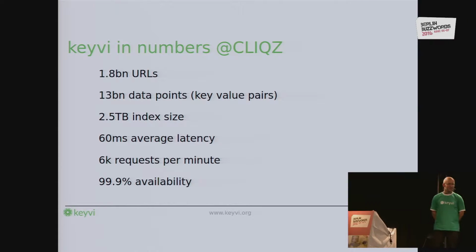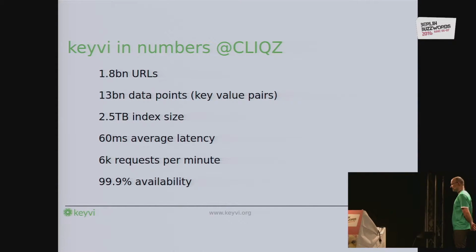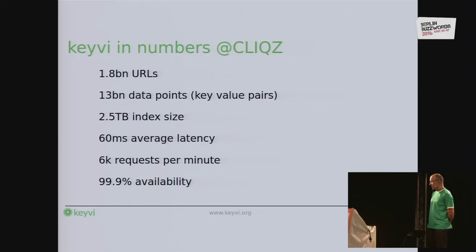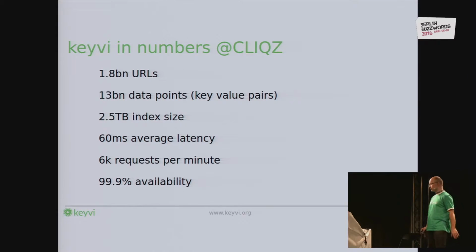Okay, search engine-wise, let's look into the numbers. We have like 1.8 billion URLs indexed. I roughly counted, it took a long time, 13 billion data points, key value pairs. Our index size is around 2.5 terabytes. That number has to be put into context a little bit, and you will later see why.